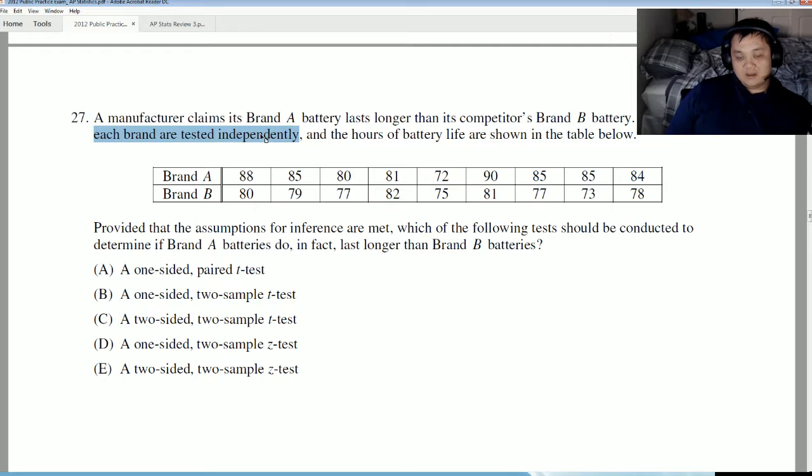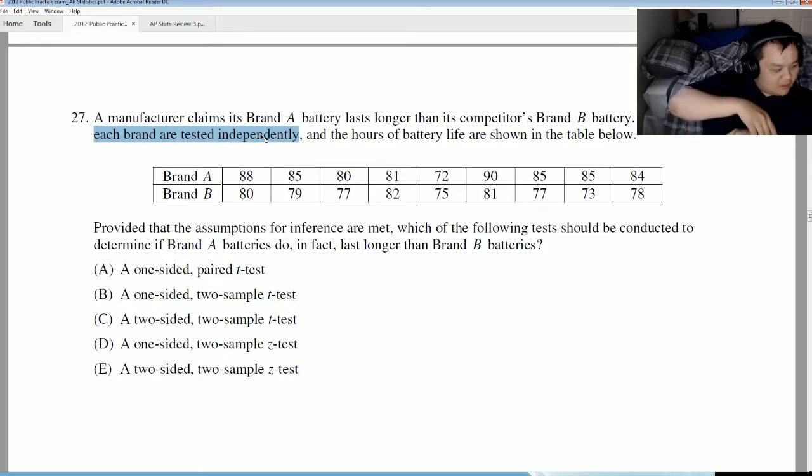A paired t-test. Let's say, do you know the old Game Boys? You have to put batteries in them, right? And you know how they have four battery slots. Let's say you use two from brand A and two from brand B. That would be paired. Does that make sense?